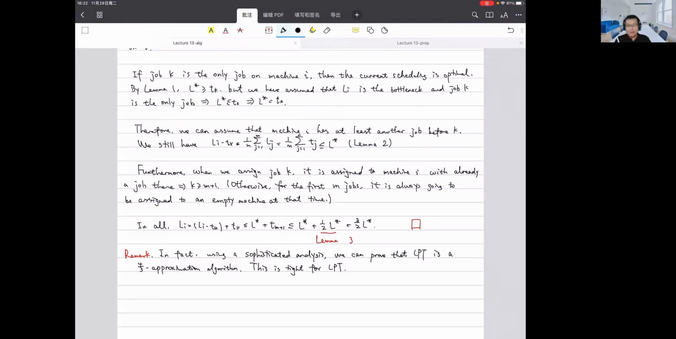We can give a clear analysis that has a 3/2 approximation, but in general it can be a 4/3 approximation. Basically, this gives a good approximation algorithm in general for the load balancing problem.